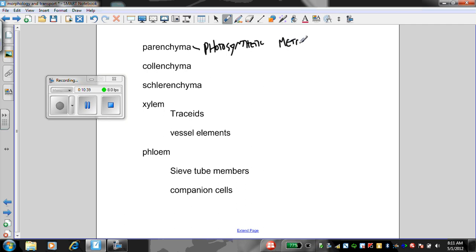So even though I wrote photosynthetic, if it's in the stem it might not be doing photosynthetic processes because it might not be green. So the parenchyma cells there, metabolically speaking, would be doing more of a cellular respiration or a storage process than it would be photosynthetic. So keep that in mind.